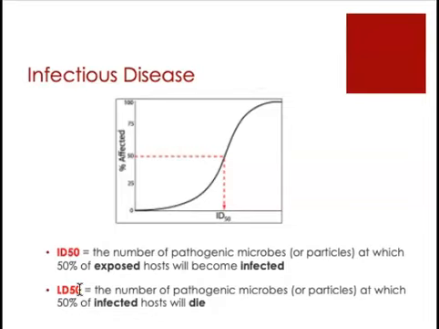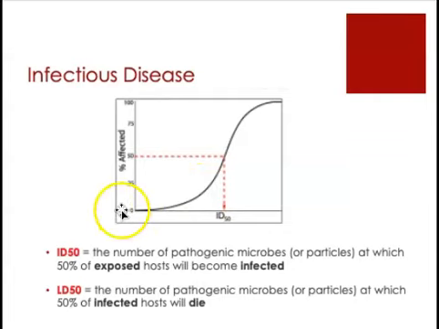If you look at the graph on the slide, what you're seeing across the bottom here, on the x-axis, is the number of bacterial cells or viral particles. And what you're seeing on the y-axis is the percentage of affected people. And again, that's going to vary, that term affected, depending on if you're talking about ID50 or LD50. Affected people for the ID50 are people who've become infected. Affected people in terms of the LD50 are people who have died.